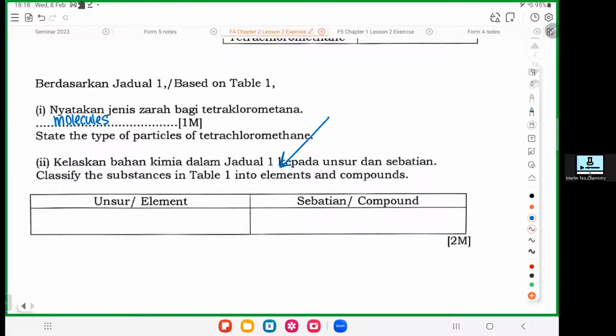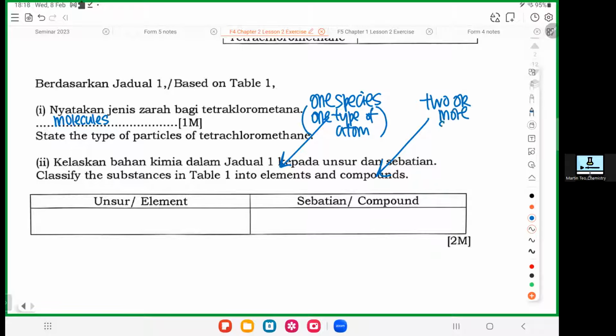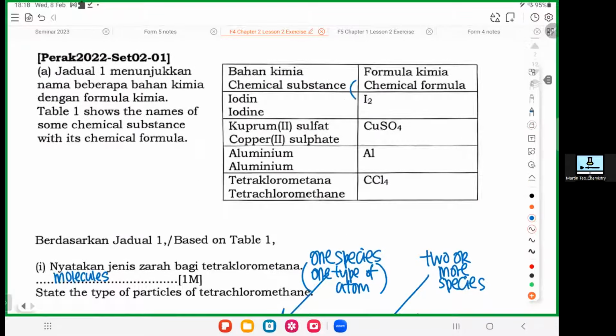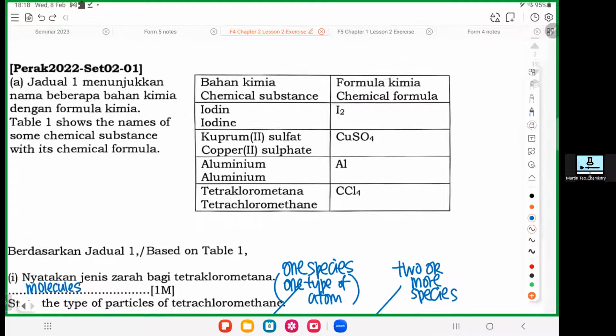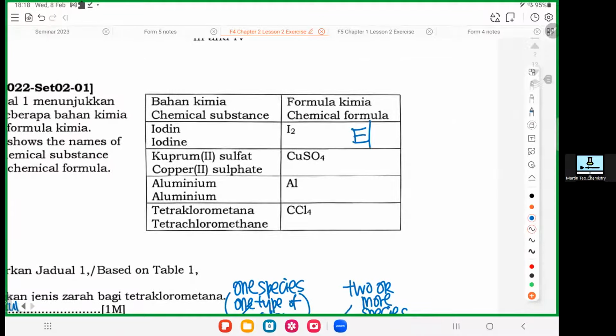Element is something made of one species. Anything that got one type of atom only, one species only, that is called element. Compound, you have many species. You have two or more species. When you have two or more species joining together, they are compound. So let's try. Okay, so the first one, iodine. So can you tell me is it element or compound? Element type E, compound type C. Element or compound?